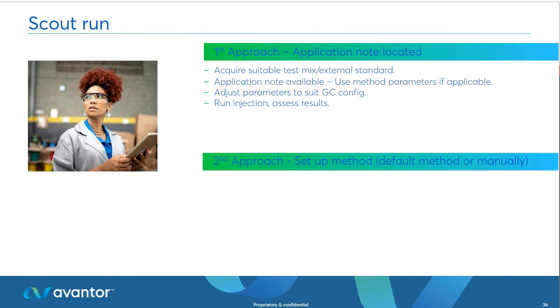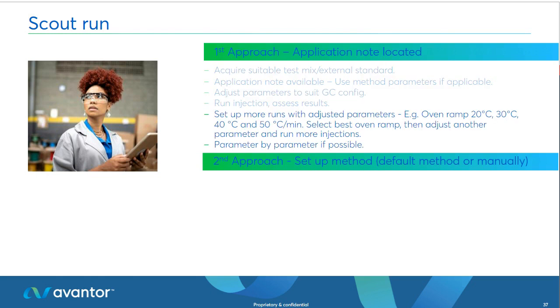So with the first approach, we want to acquire a suitable test mix or external standard. We want to have the application note available, and then we can use all the parameters in the method as applicable, adjust any parameters as needed for the GC configuration, and then run an injection and assess the results. Then, after you've assessed that first run, you can set up more runs with adjusted parameters.